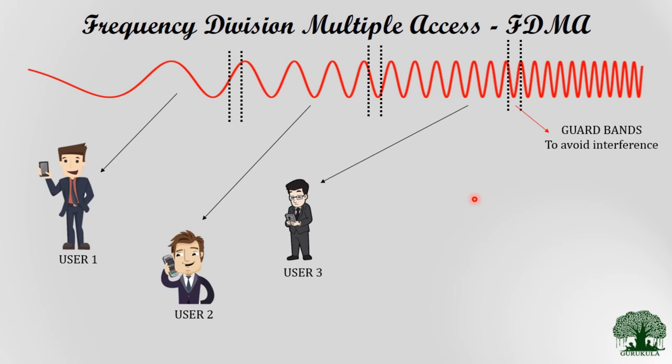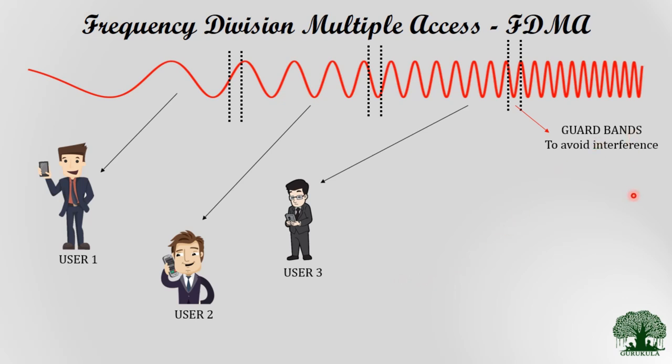Each user is separated by different frequencies, and you could also note that there is a gap intentionally left between each and every user. Those gaps are what we call the guard bands, and they are intentionally introduced to avoid interference between user 1 and user 2. This is what we call the guard bands.